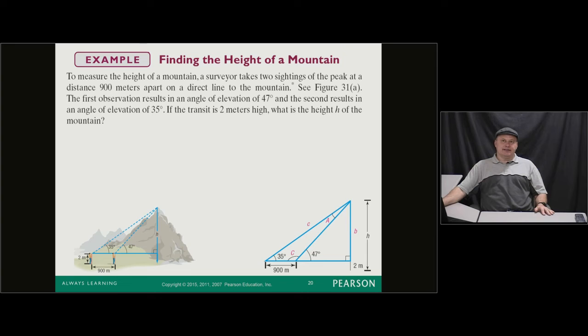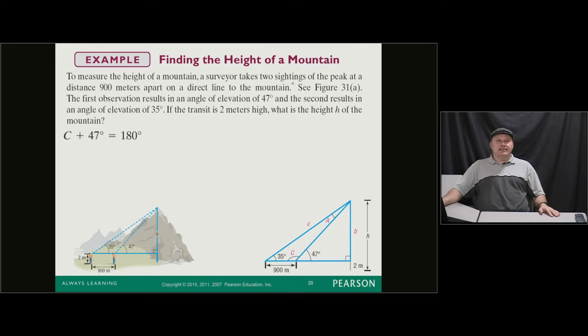All right, let's look at this. So they draw you a little picture. They are 900 meters apart. The first angle is 35 degrees. The next one is 47 degrees. So they draw you a two-dimensional scale here.